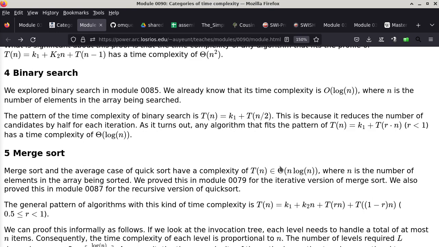Binary search is interesting also because the time complexity of binary search is big O of log of n, big omicron of log of n. It's actually also a tight bound. So the pattern of the time complexity of binary search is T of n being k1 plus T of n divided by 2. Okay, so I did not present you with the algorithm. So how do you think it's going to look like as a recursive algorithm? Binary search. We're talking about binary search.